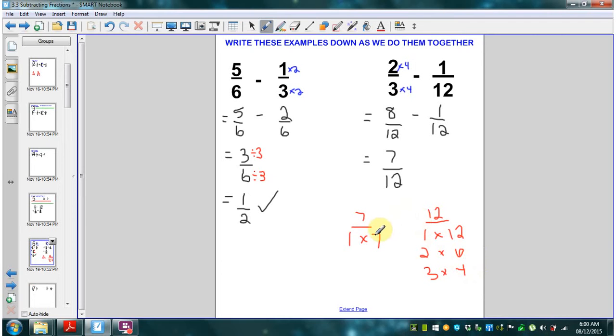So we don't have anything common here besides 1, but dividing by 1 would just give 7 over 12. So we don't have any common factors here, so this will be our final simplified answer. And that's why I said this can't be simplified, because there's no common factors between 7 and 12.